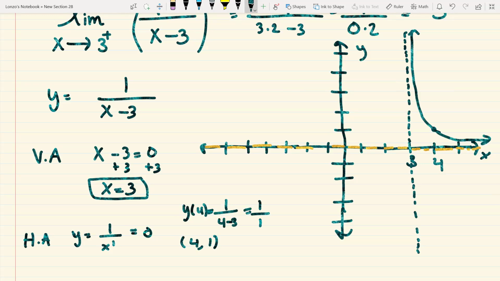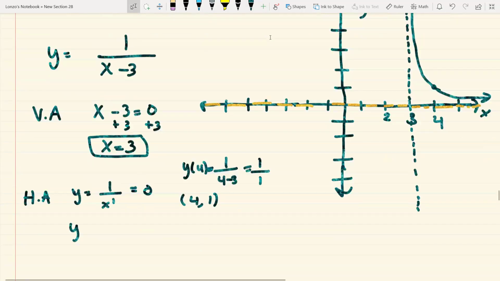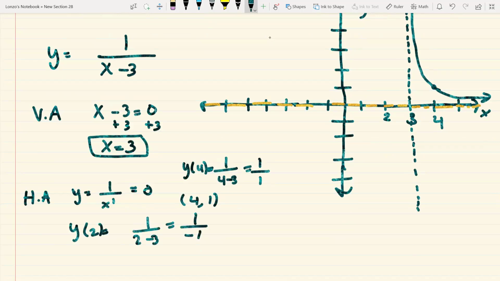Now let's do the other side of 3. So if I plug in the x value 2, we have 1 over 2 minus 3, and 2 minus 3 is -1. So you have a point at (2, -1). Okay, so here's your point. That's good enough because you know it's not going to pass the golden dash line, and it's not going to pass the green dash line. So it would look something like this.